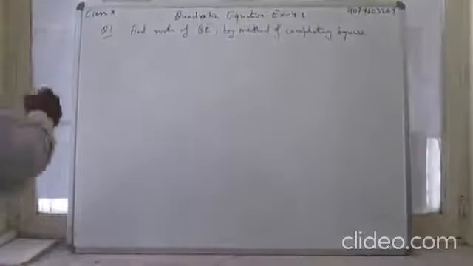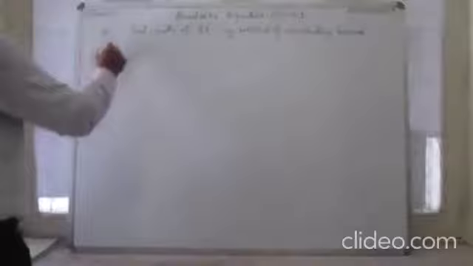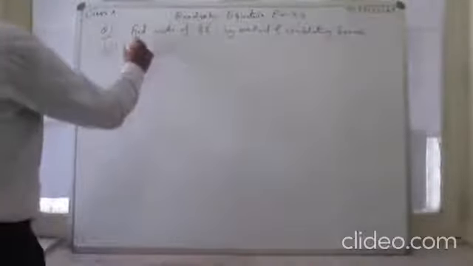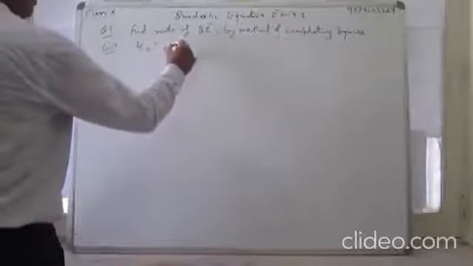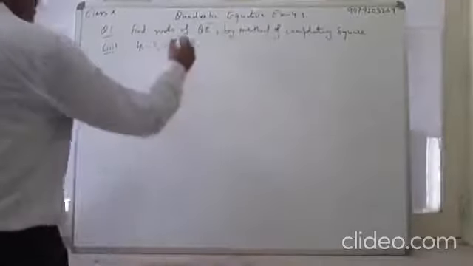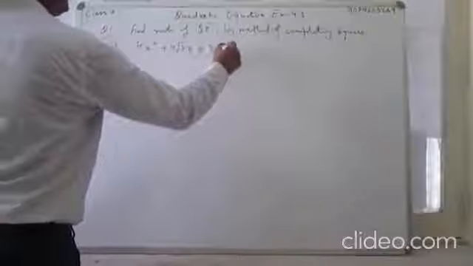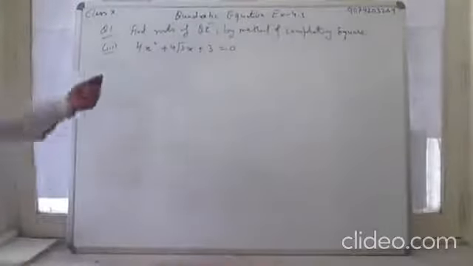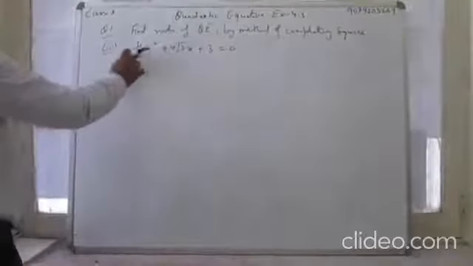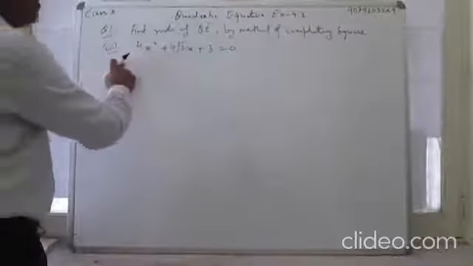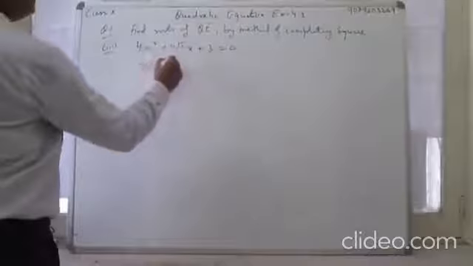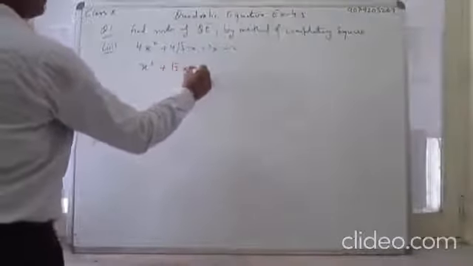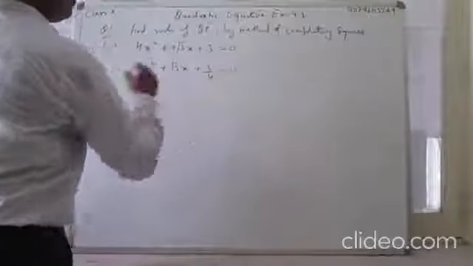Question first, third part. 4x square plus 4 root 3 x plus 3 is equal to 0. Now see here, what is the coefficient of x square here? 4. So divide the full equation by 4. X square plus, 4 से डिवाइड करेंगे, root 3x plus 3/4 is equal to 0.